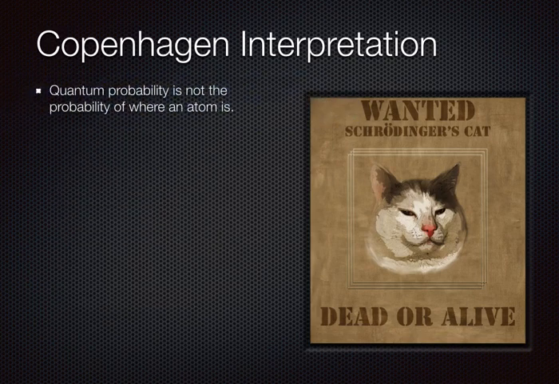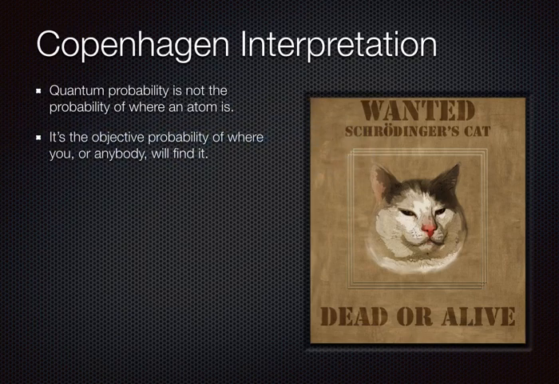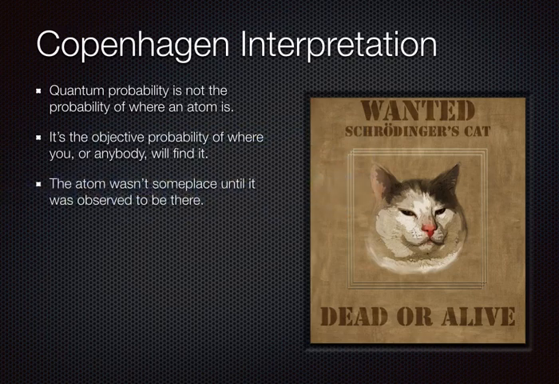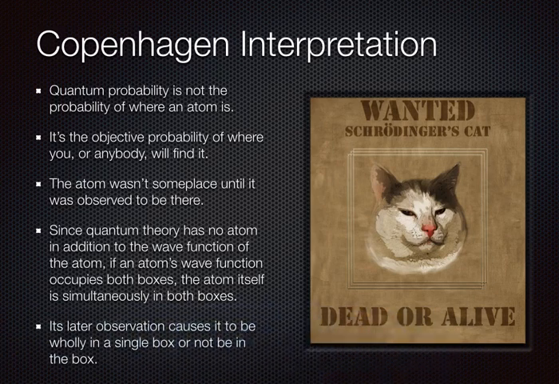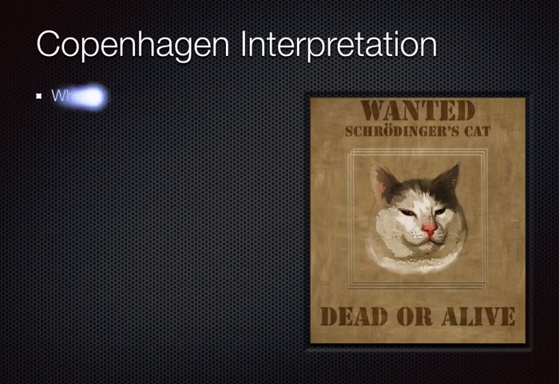So quantum probability is not the probability of where the atom is. We've already gone over this. It is the objective probability of where you or anybody will find the atom. The atom wasn't someplace until it was observed to be there. Since quantum theory has no atom in addition to the wave function of the atom, if the atom's wave function occupies both boxes, the atom itself is simultaneously in both boxes. Its later observation causes it to be wholly in a single box or not be in the box.